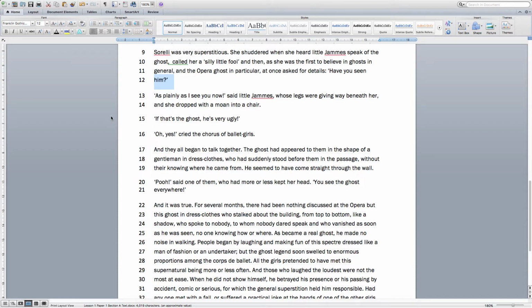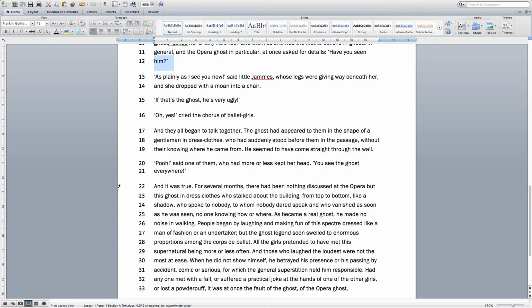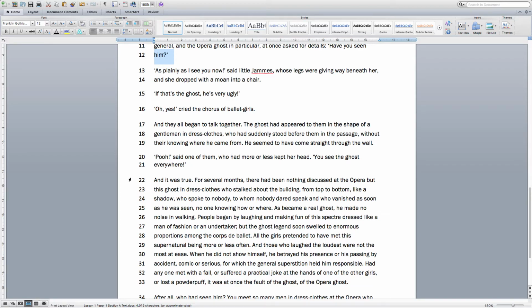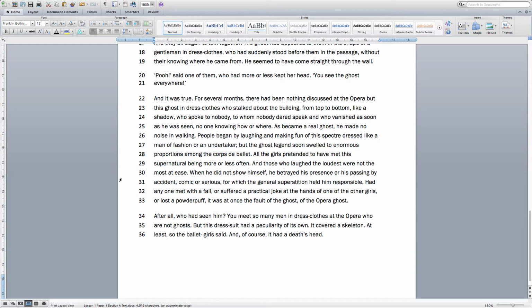The ghost had appeared to them in the shape of a gentleman in dress clothes, who had suddenly stood before them in the passage, without their knowing where he came from. He seemed to have come straight through the wall. Pooh, said one of them, who had more or less kept her head. You see the ghost everywhere. And it was true. For several months there had been nothing discussed at the opera but the ghost in the dress clothes, who stalked about the building from top to bottom, like a shadow, who spoke to nobody, to whom nobody dared speak, and who vanished as soon as he was seen, no one knowing how or where. As became a real ghost, he made no noise in walking.